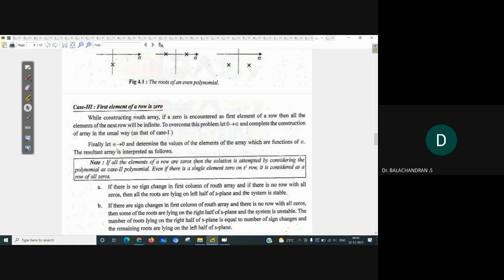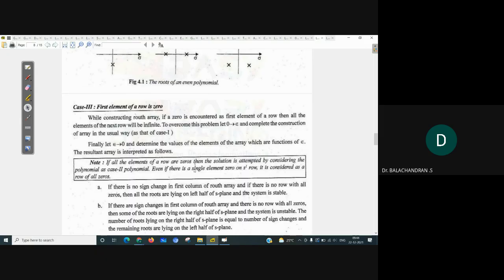Finally, allow epsilon tends to 0 and determine the values of elements of the array which are functions of epsilon. So this is an important note. If all the elements of a row are 0, then the solution is attempted by considering the polynomial as the case of case 2.